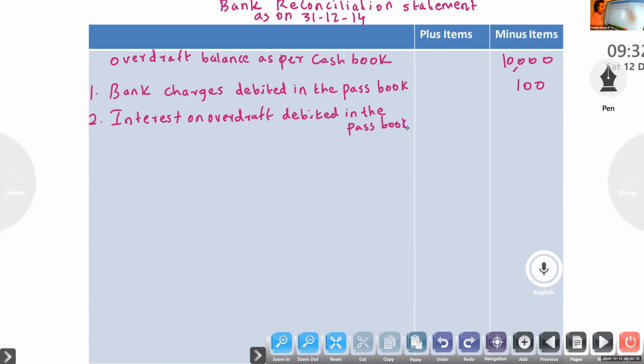I said it opposite. Cash book debit means receipt. Whatever we are debiting in the cash book, we will credit in the passbook; the bank will credit in the passbook. Opposite only: cash book debit, passbook credit. Here debited means the amount will decrease, passbook decrease, cash book increase, so minus.